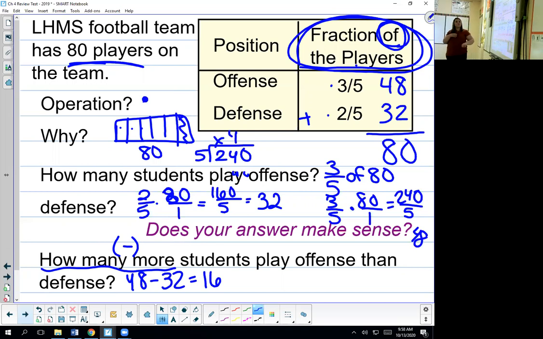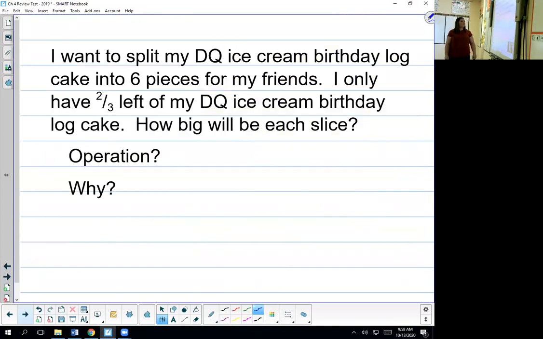So whatever way works best for you, doesn't matter. It's still multiplication for part A. But part B involves subtraction because it says how many more students. Okay?